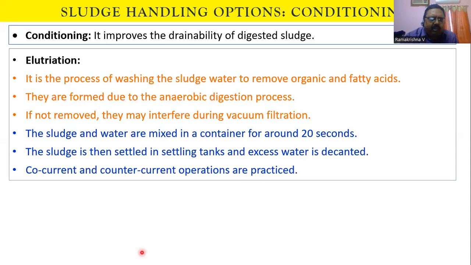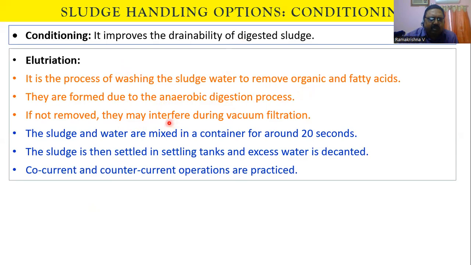Now let us look at the first one, conditioning. What is the meaning of conditioning? It improves the drainability of the digested sludge. The first option we consider here is elutriation. Elutriation is nothing but the process of washing the sludge with water to remove organic and fatty acids which are deposited during the anaerobic digestion process. If they are not removed, they will interfere with the vacuum filtration.